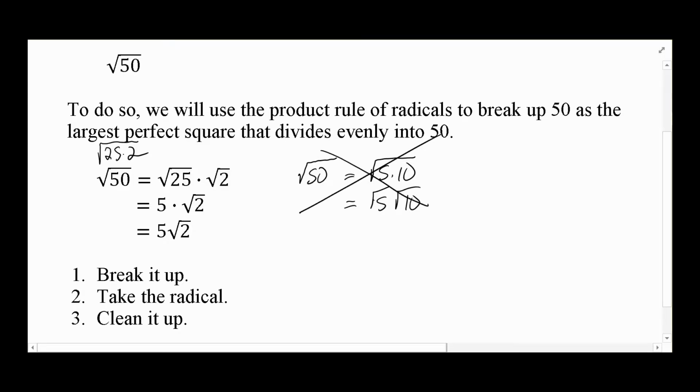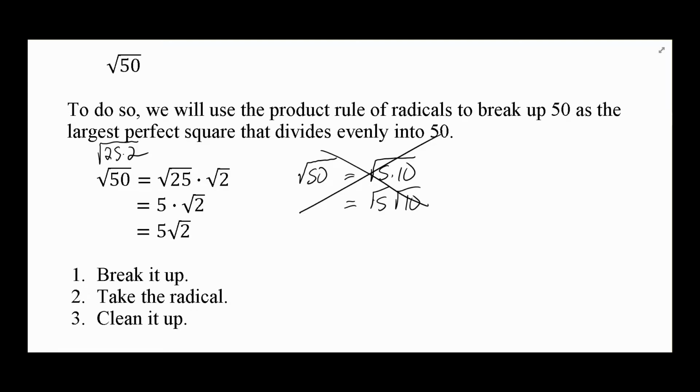So, I don't want to just break it up randomly as 5 times 10, which is just some numbers. When I broke up square root 50, I actually broke it up in a smart way. By choosing 25, which was a perfect square. It was a value that I knew I could take the square root of. And that way, it will simplify. It will no longer be a square root.